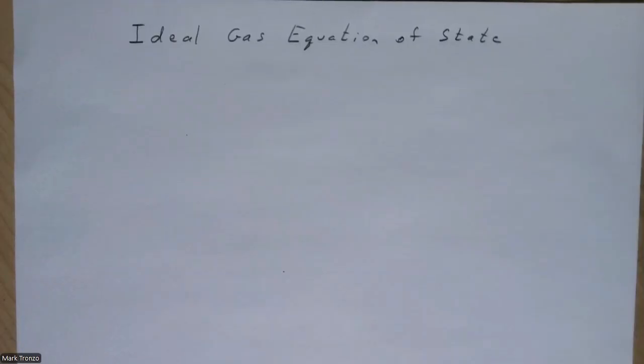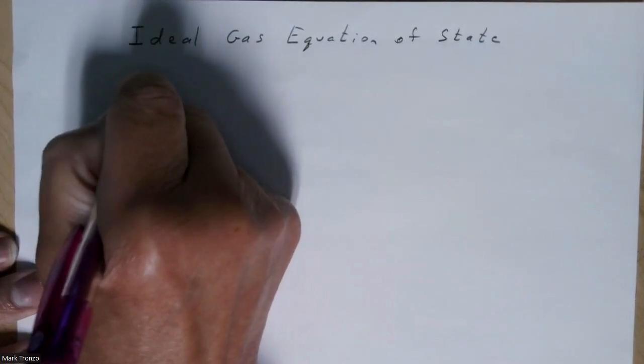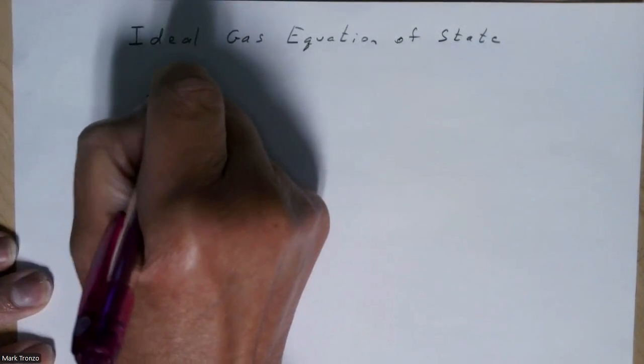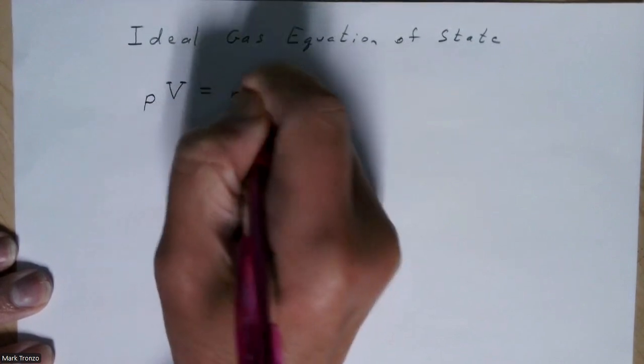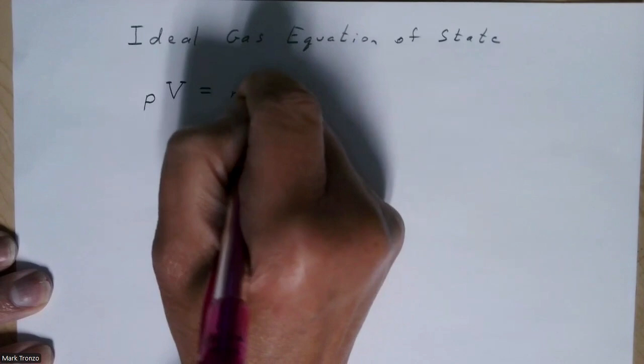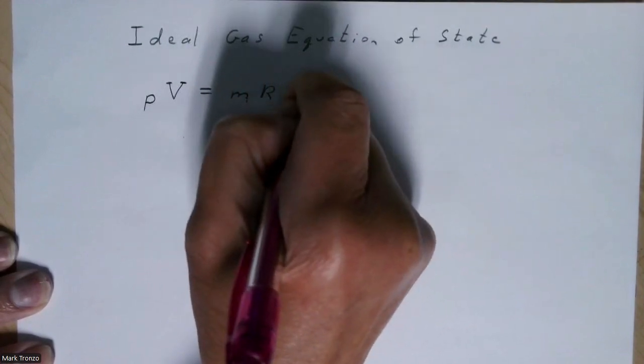Now we're going to take a look at the ideal gas equation of state. And this is given by PV equals MRT, like this.